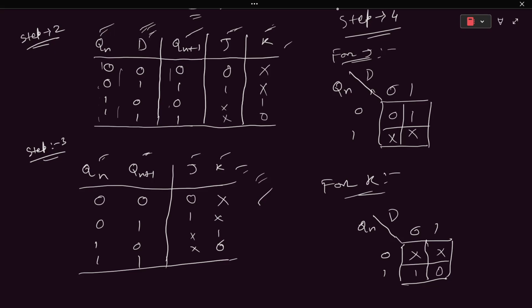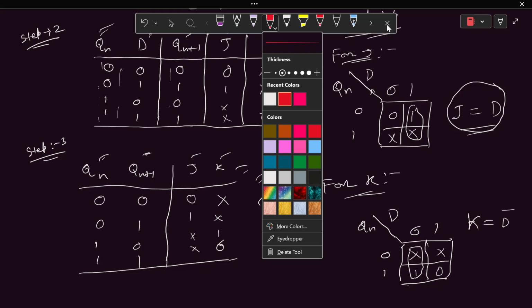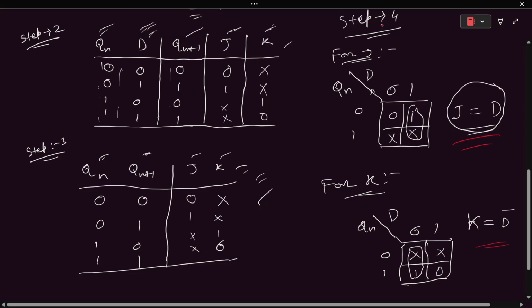Okay, so let's make the pairs. This is the first map. Only solitary pairs are there. So what will we have for J? Q is changing, so we exclude it, and J is equal to D. Simple and easy. And in that case, K equals, since Q is changing, Q is also excluded, and here D is 0, so D complement. So this is the main important point: we have J equal to D and K equal to D complement.